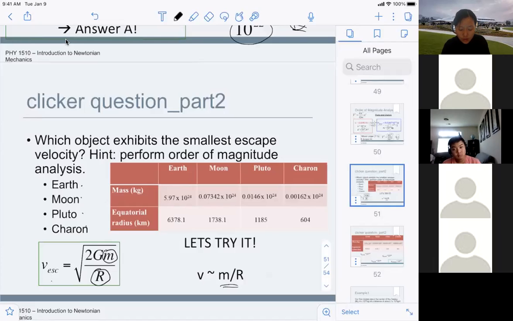You can use the scratch paper that you have, and on the scratch paper, write down what is the order of magnitude for Earth, what is the order of magnitude for Moon, Pluto, and see which one you think is the smallest. All right, so whenever you're ready, we can vote on our answer here. Feel free to take a moment to calculate. We will wait until you have your answer calculated, and whenever you're ready, you can put in your answer.